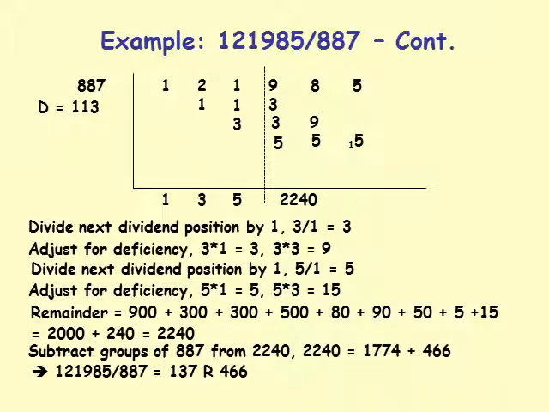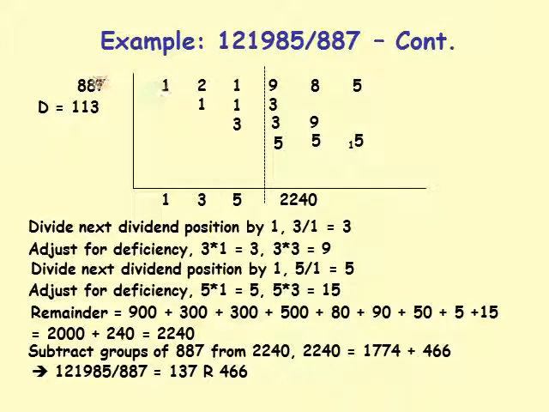Okay, let's continue. Subtract groups of 887 from 2240. That's 1774, two groups, plus 466. So that means we have two more groups of 887. That would give me a quotient of 2 more. So 135 plus 2 is 137. The remainder is 466. So when I divide 121985 by 887, I get 137, remainder 466.